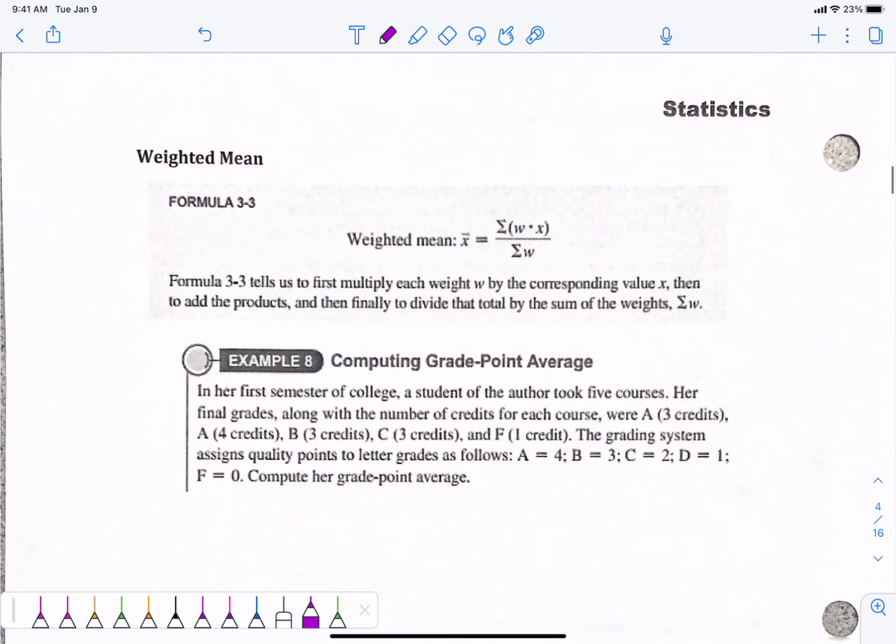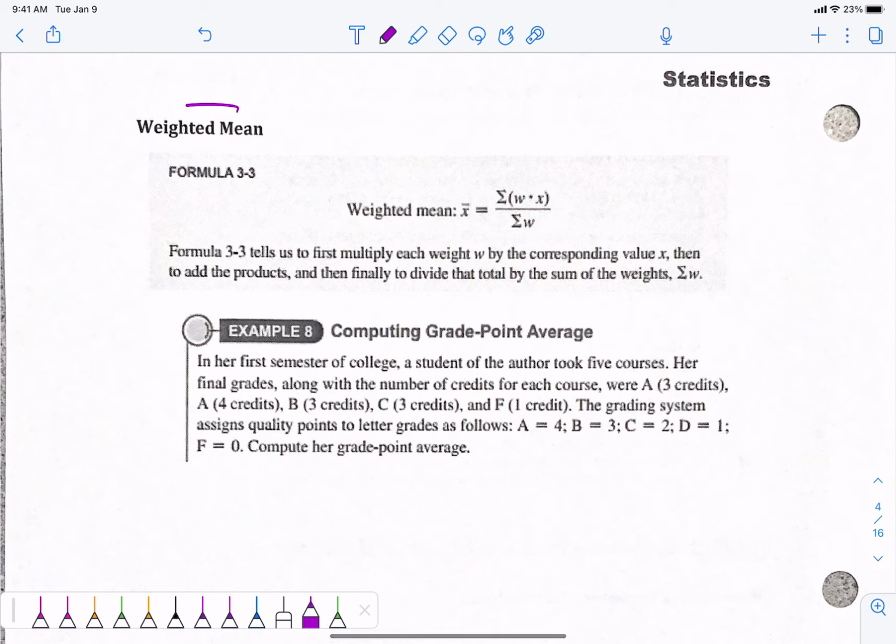Okay, last example is a weighted mean. Weighted, what does it mean for something to be weighted?